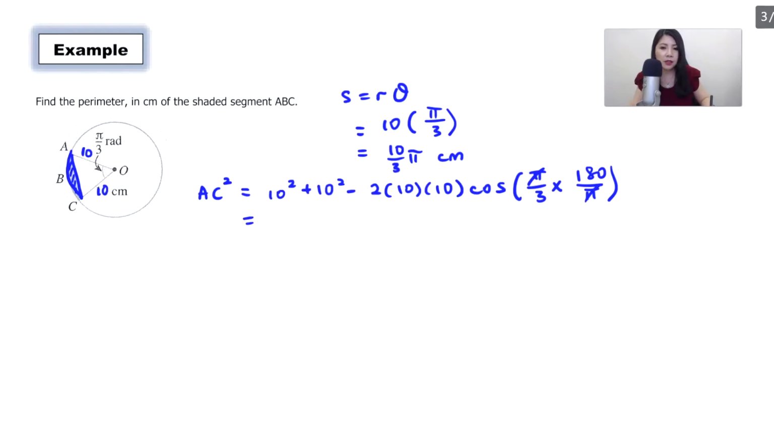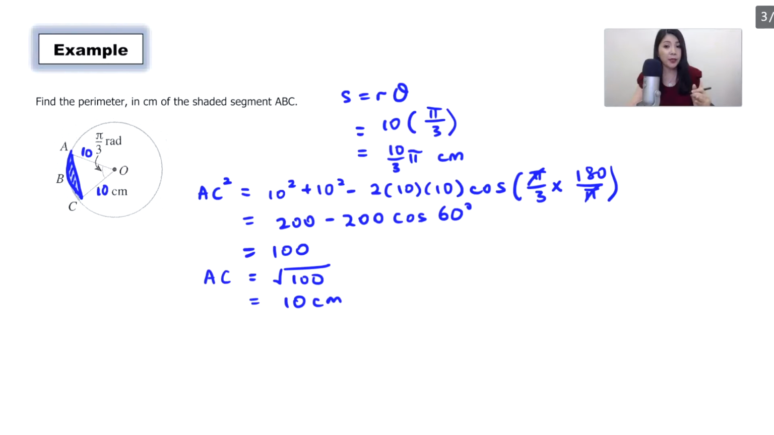Let's calculate this. 100 plus 100 gives 200, minus 2 times 10 times 10, which is also 200, times cos 60 degrees. Let's calculate cos 60 first, and then times 200. After that, 200 minus the answer, I got 100. So 100 will be AC squared. To find AC, I'm going to square root the 100. So AC is 10 cm.